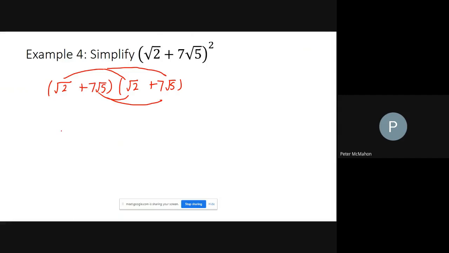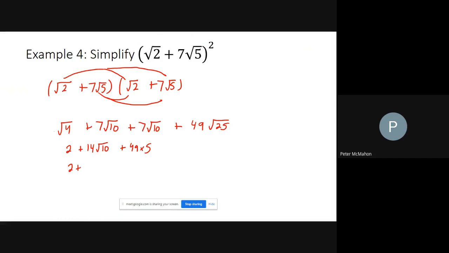Root 2 times root 2 is root 4. Root 2 times 7 root 5 is 7 root 10. Plus over here, we have 7 root 10. Plus 7 times 7 is 49 root 25. Square root of 4 is 2. 7 root 10 plus 7 root 10 is 14 root 10. And then we have 49 times 5, because square root of 25 is 5.